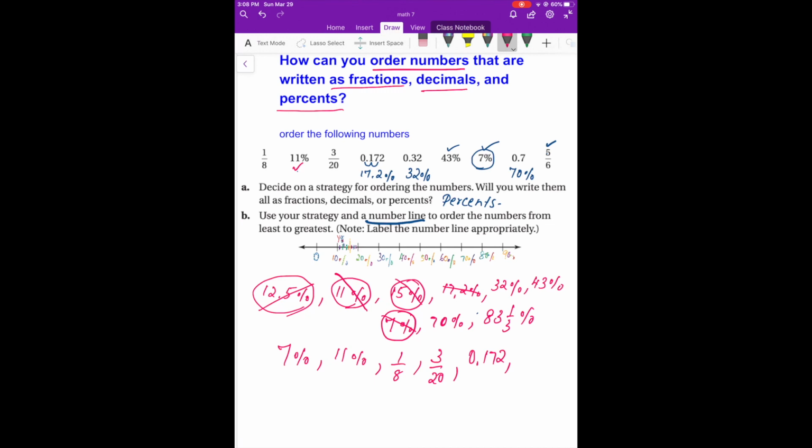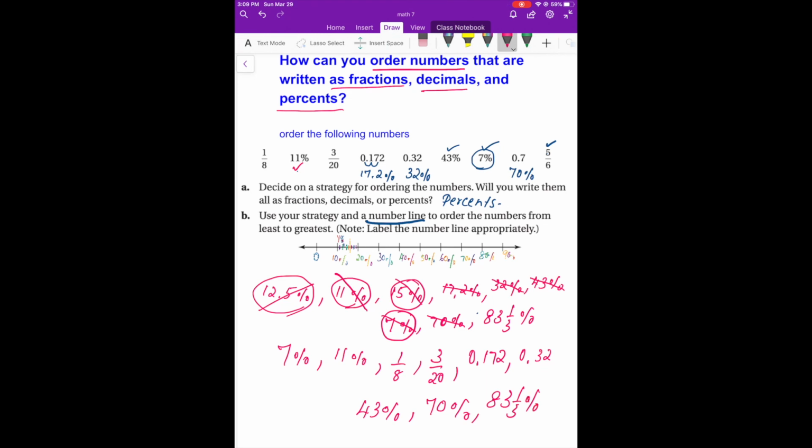Now the next one is 32%. They gave you 0.32. And the next one is 43%. So that they gave you 43%. So the next one is 43%, and the next one is 70%. So 32 we took, 43 we took, 70%, and the next one is 83 and 1/3%.